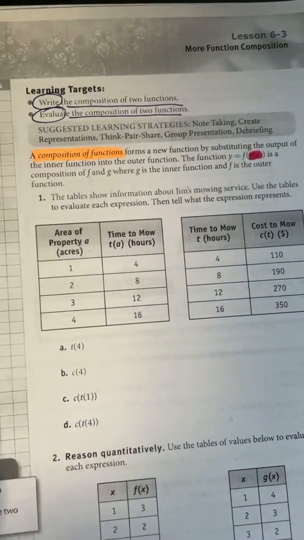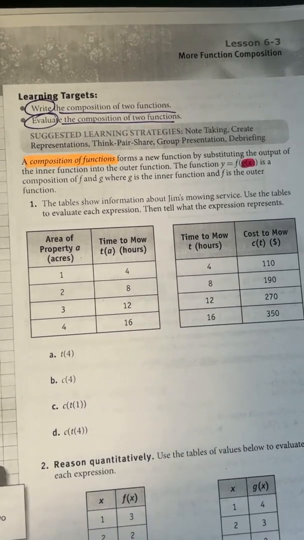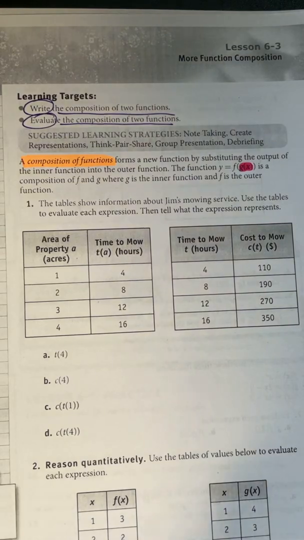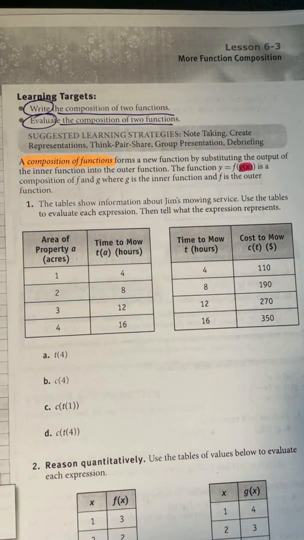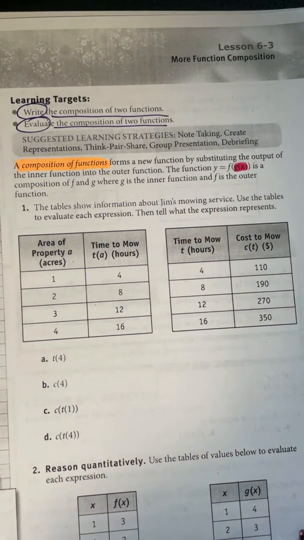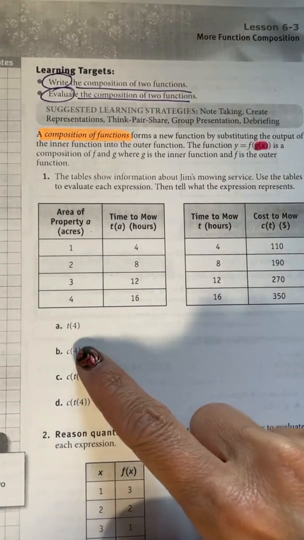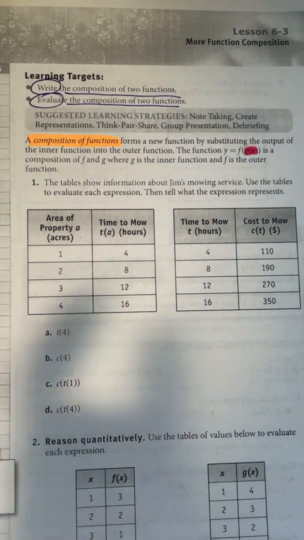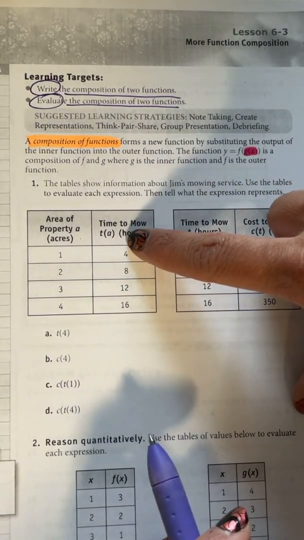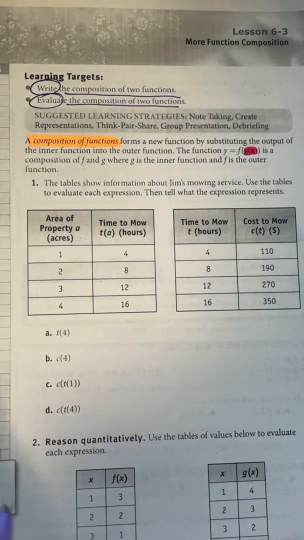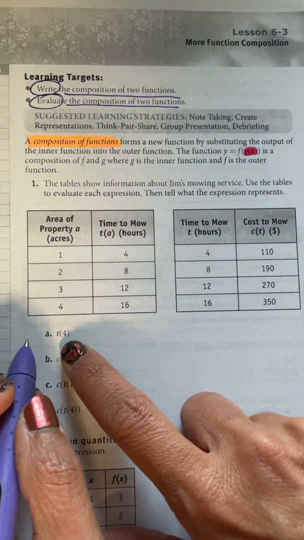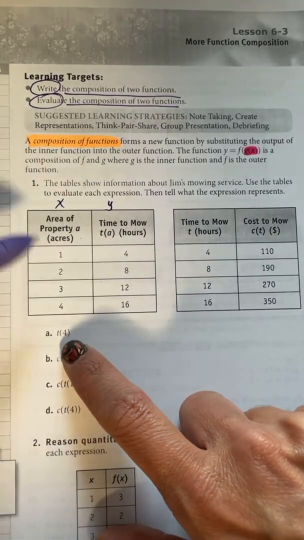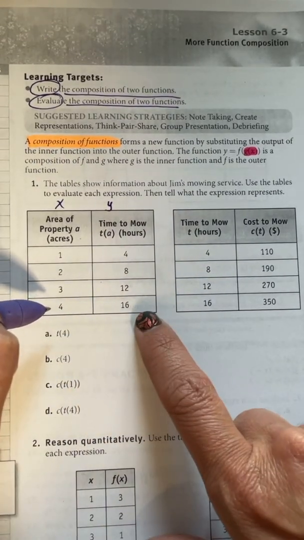So the tables show information about Jim's mowing service. Use the tables to evaluate each expression. Then tell what the expression represents. Okay, so first of all, T of 4. T of 4 means that we are dealing with the T of A function, so time to mow, and T of 4. So if the x value is a 4, these are the x's and these are the y's pretty much, then our output is a 16.